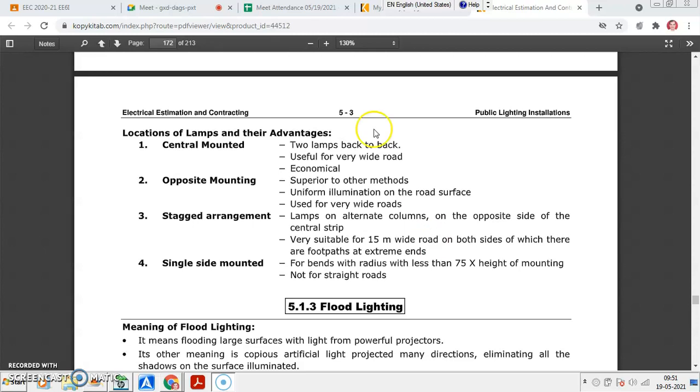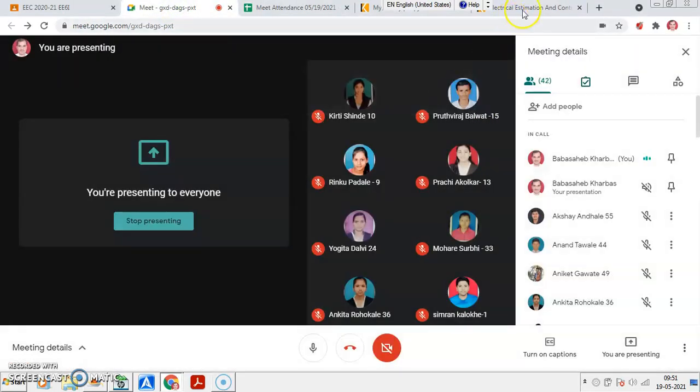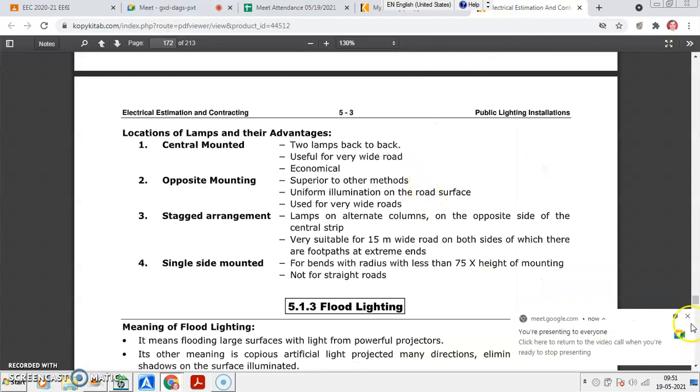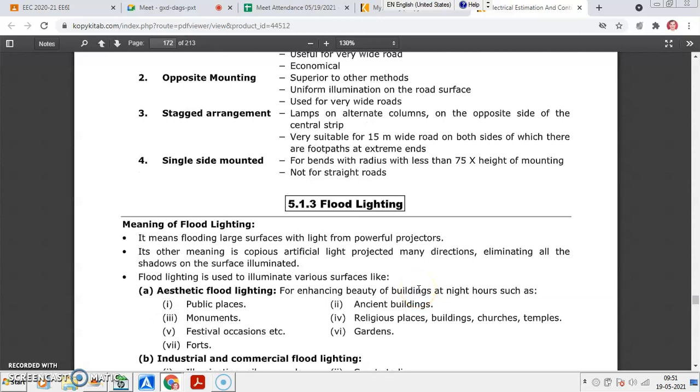Okay, and we are having another outdoor lighting scheme, that is flood lighting. Flood lighting means the lighting arrangement which is provided for the large surface illumination. Especially they are using powerful lamps or powerful projectors.